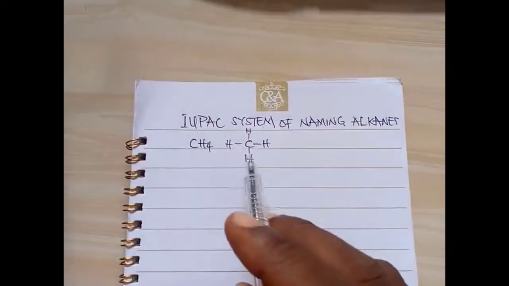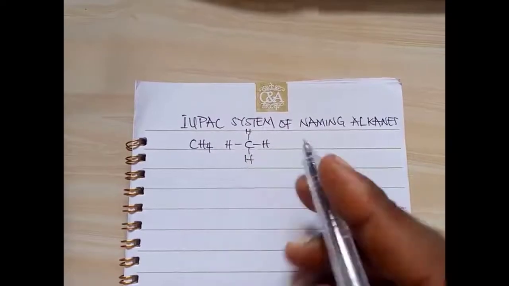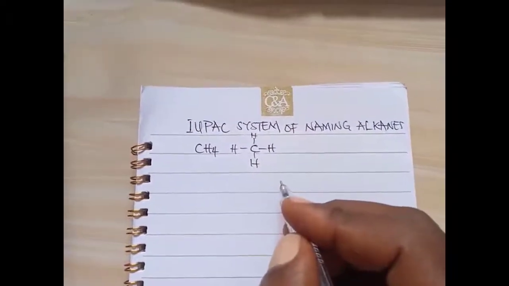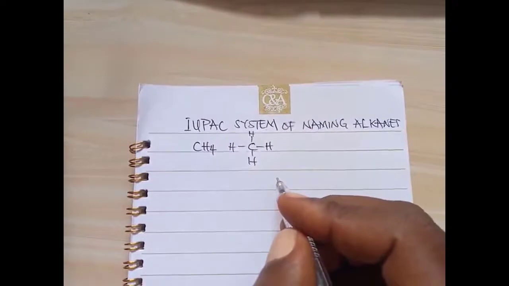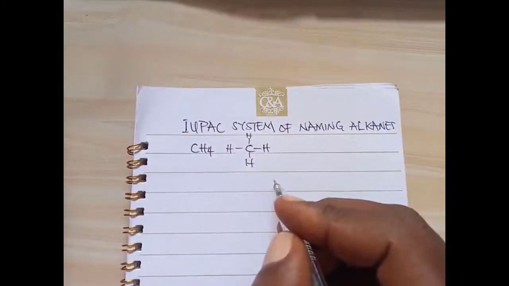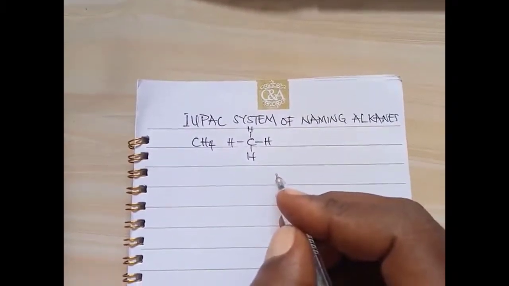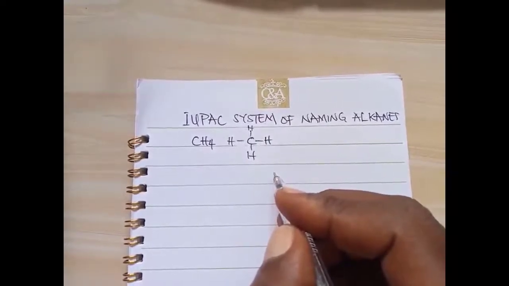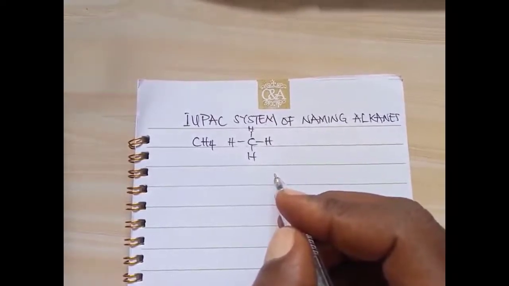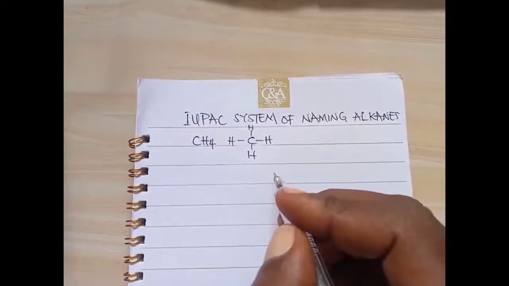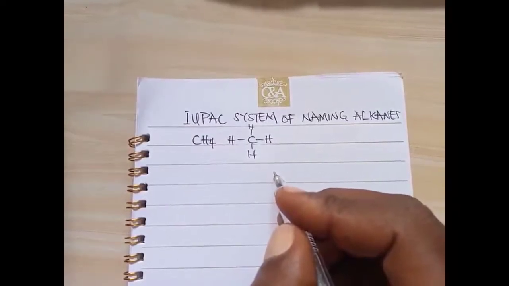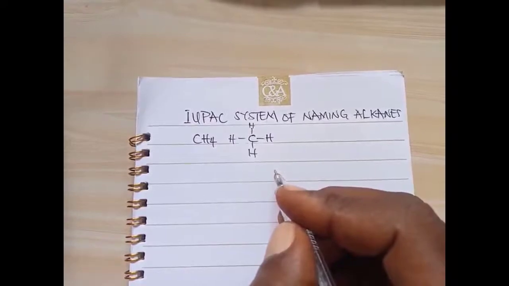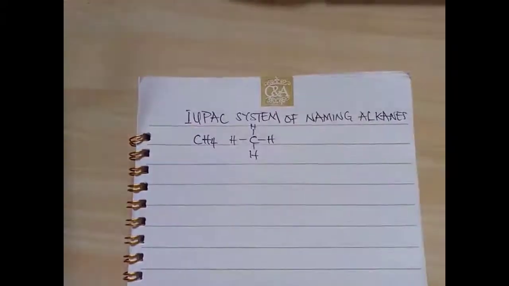So this is methane. So 1 is methane, 2 is ethane, 3 is propane, 4 is butane, 5 is pentane, 6 is hexane, 7 is heptane, 8 is octane, 9 is nonane, 10 is decane, 11 is undecane, 12 is dodecane, 13 is tridecane, and so on.